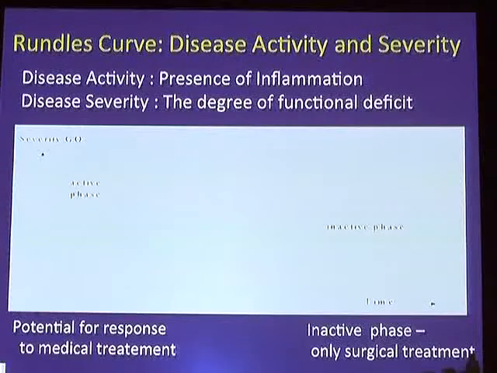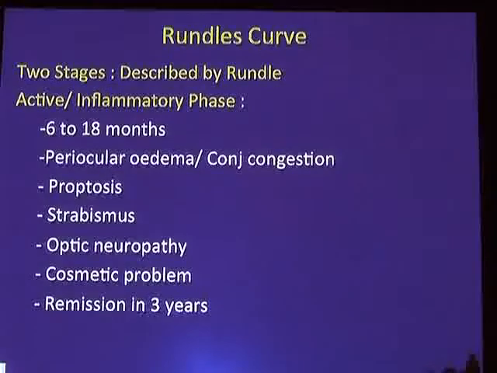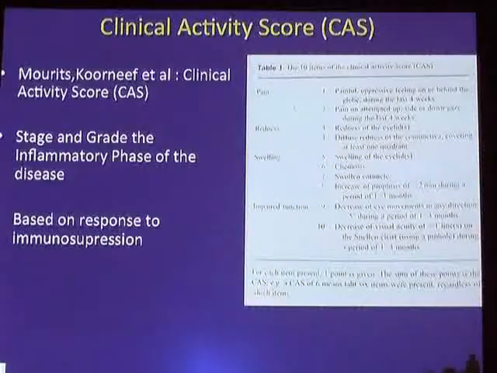So what is disease severity then? Severity is the amount of deficit that is left in terms of squint, deviation, eyelid retraction. These are the functional deficits that's in the form of severity. This is the active and the inactive phase.